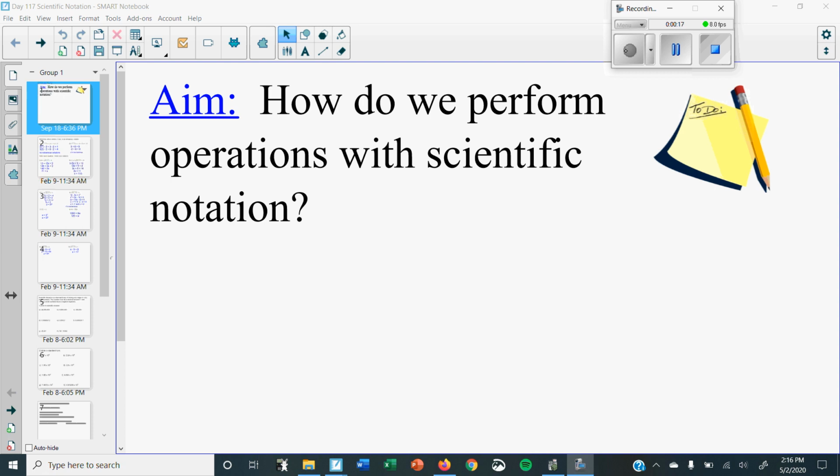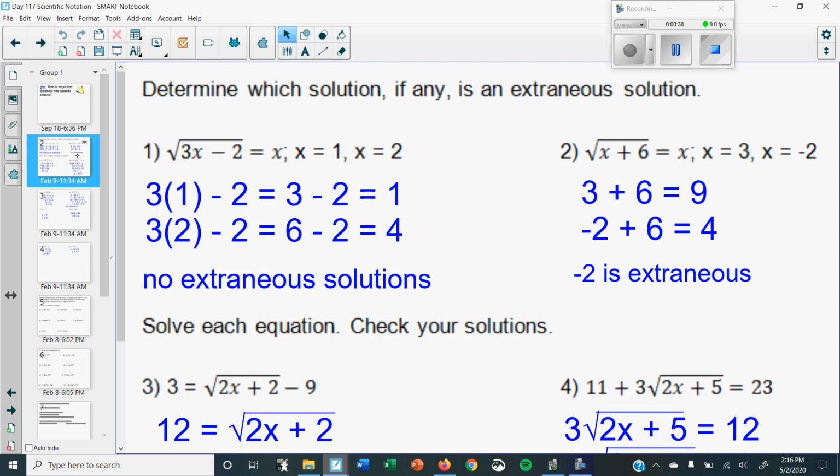Okay, so today we are almost crossing subject areas to science. We're doing how do we perform operations with scientific notation. Guess when we use it a lot? That's right, in science class. It helps to describe really big things or really small things. So, before we do that, let's look at the homework.